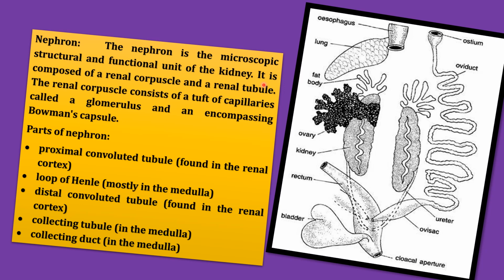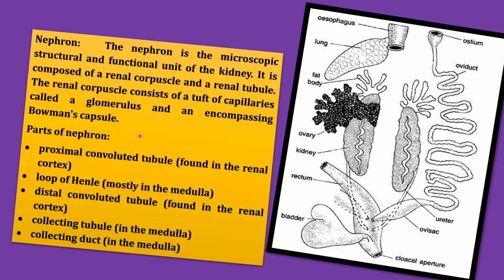The renal corpuscle consists of a tuft of capillaries, that means a bunch of capillaries, called a glomerulus and an encompassing Bowman's capsule. You can see this, that is, the renal corpuscle consists of a tuft of capillaries called a glomerulus and an encompassing Bowman's capsule.